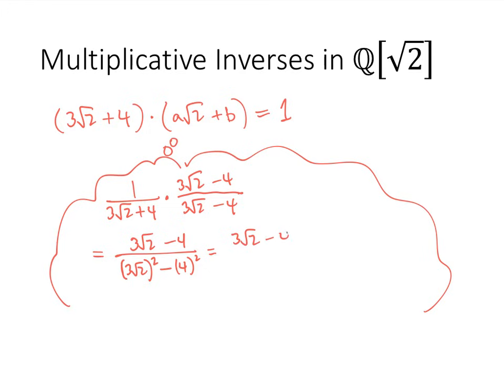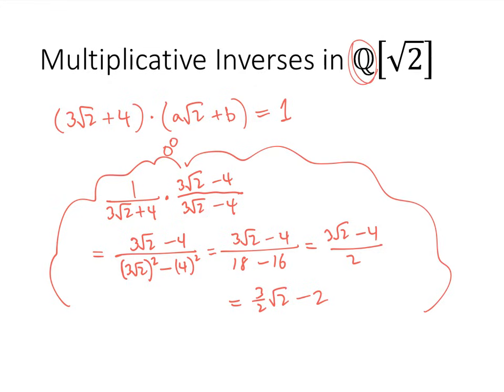So we get 3 radical 2 minus 4 on the top. On the bottom, 3 radical 2 squared is just 18, and 4 squared is 16. So that's just 3 radical 2 minus 4 divided by 2. And I can write this in the form a radical 2 plus b, writing that as 3 halves radical 2 minus 2. And remember, 3 halves is allowed because I'm in Q, the rational numbers, so that's okay.